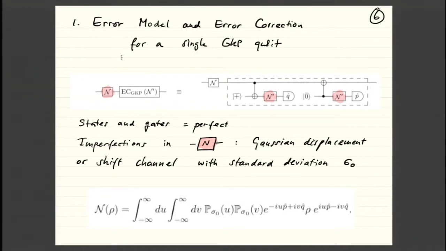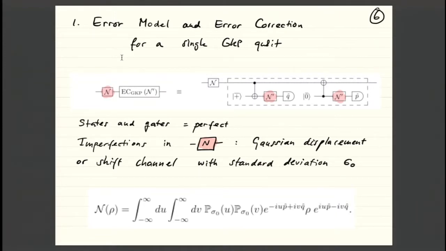So what we look at is something like this. I have maybe a perfect state, this infinite state with an infinite number of photons, the perfect eigenstate of SP and SQ of the checks. I have this channel N, which is this Gaussian shift channel or Gaussian displacement channel with standard deviation sigma 0. And then I have an error correction step of the GKP code.